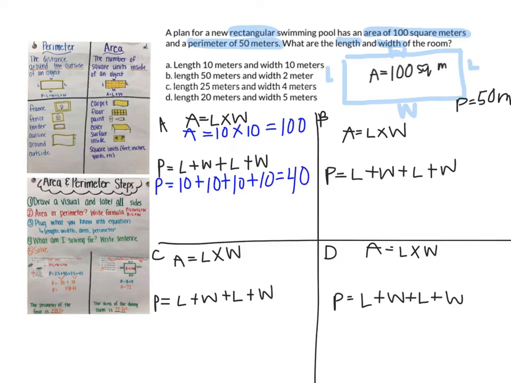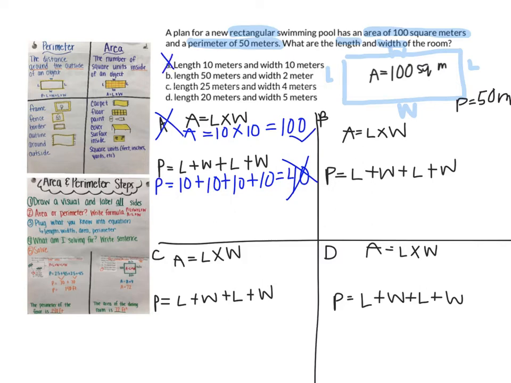Next thing I need to do is check to see if my area and perimeter match the area and perimeter for my problem. So area 100, yep, that matches, and my perimeter is 40. Oh no, we're looking for a perimeter of 50, so this does not match. We can go ahead and eliminate answer choice A.